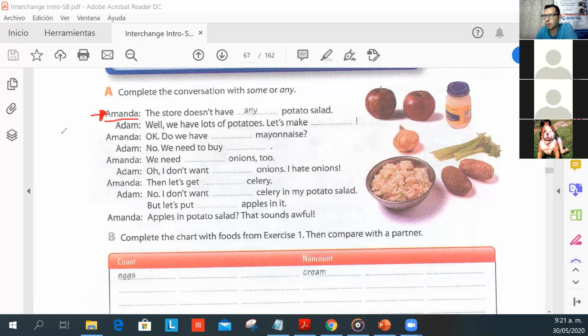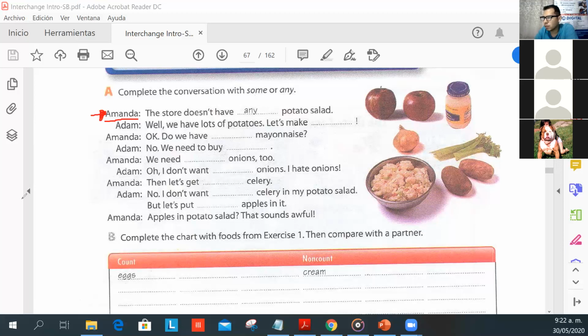Amanda. Yes. Esto doesn't have. ¿Cómo se dice? Any potato salad. Potato. Okay, the store doesn't have any potato salad. Okay, thank you.